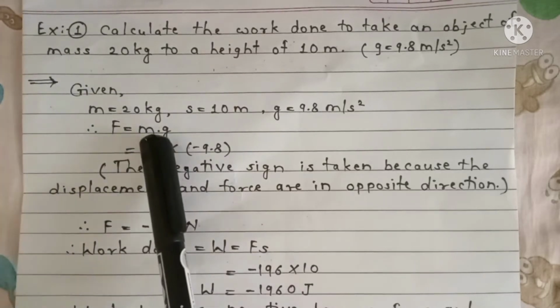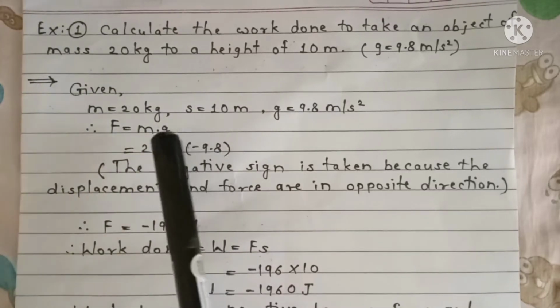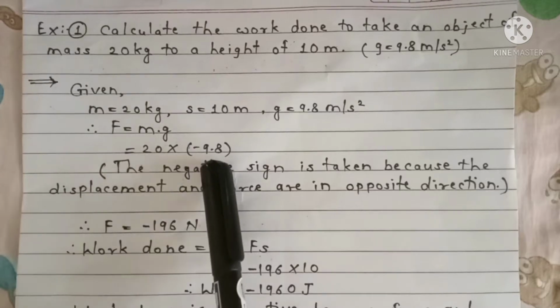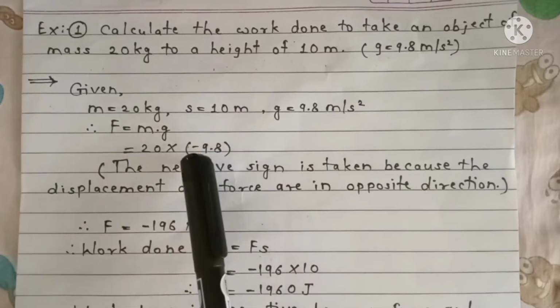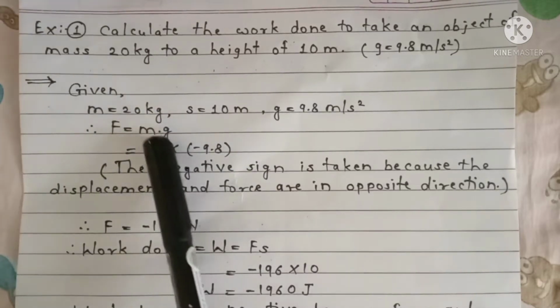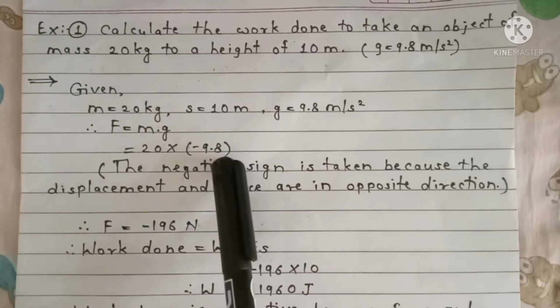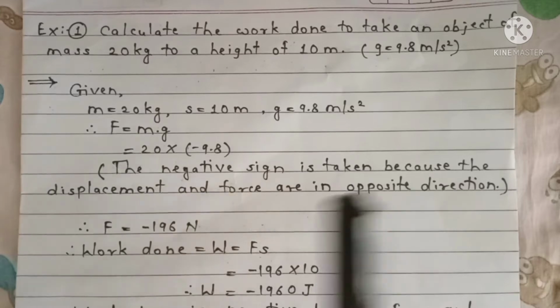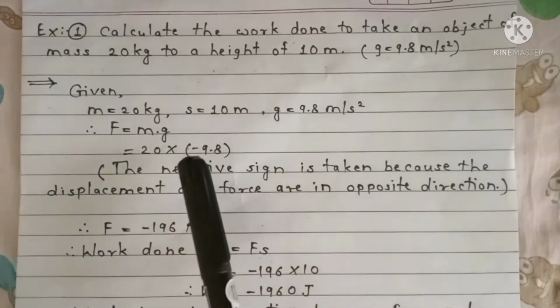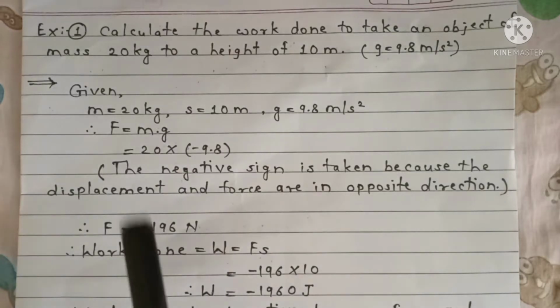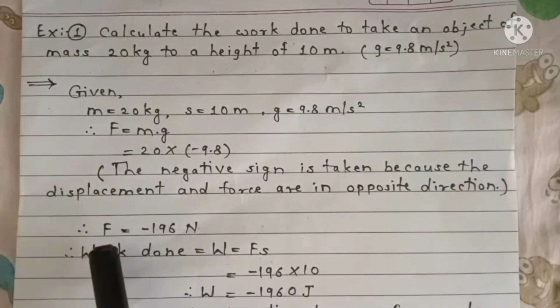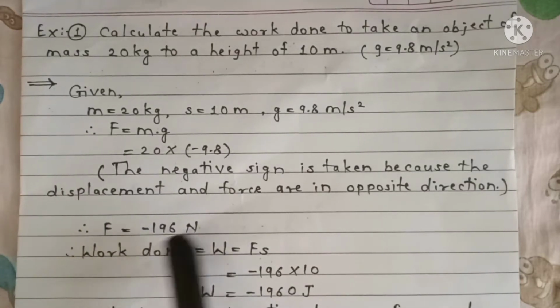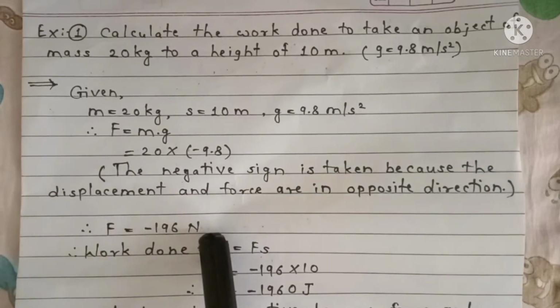So that is equal to mass 20 into g value, negative 9.8. Now here this g value, that is gravitational acceleration value, is negative because this force and displacement are in opposite direction. Due to that this gravitational acceleration came negative. So therefore after multiplication, capital F is equal to negative 196 Newton.